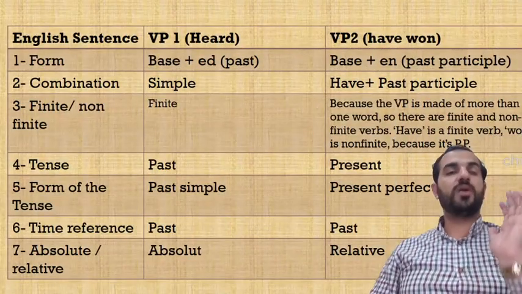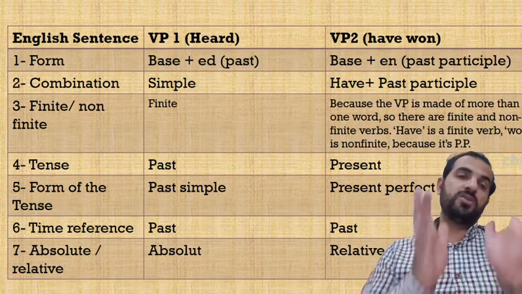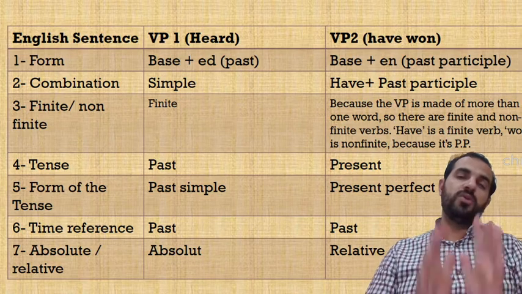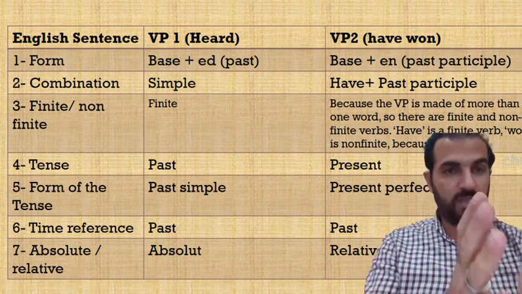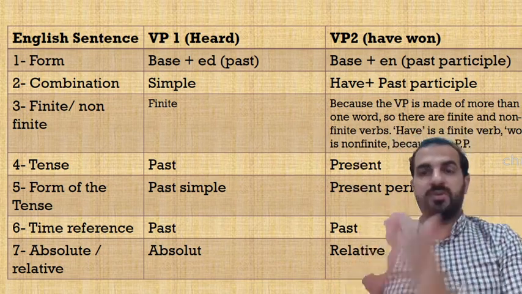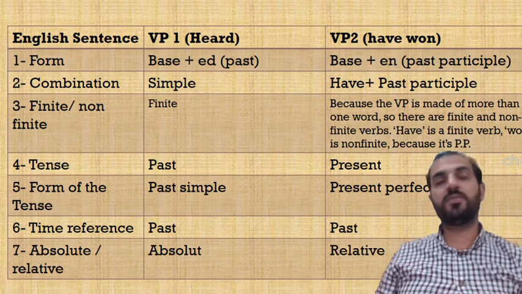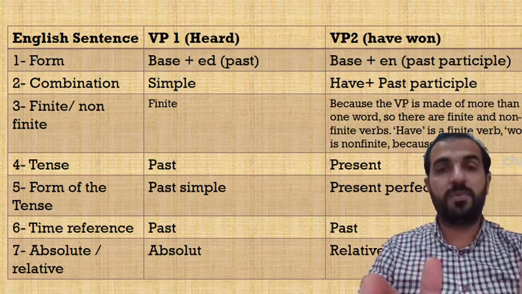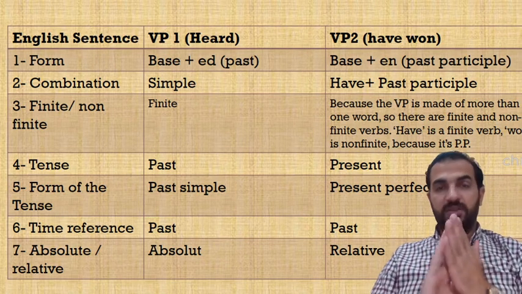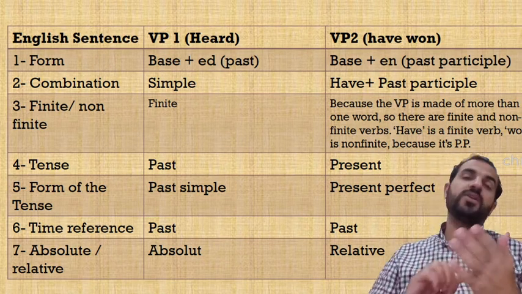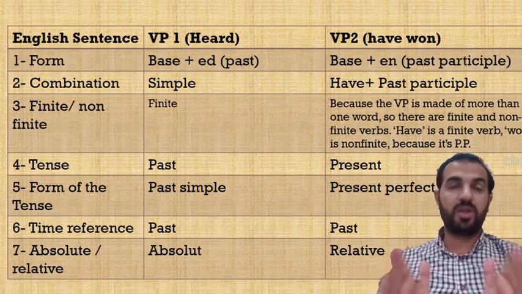Okay, so you should write this table in order to analyze the VP in English. So, English sentence, VP1 and VP2. If we have VP3, we should add VP3. If you have only VP1, we will write only VP1. So, we have 7 steps in order to finish our analysis. Now, we reach number 3.